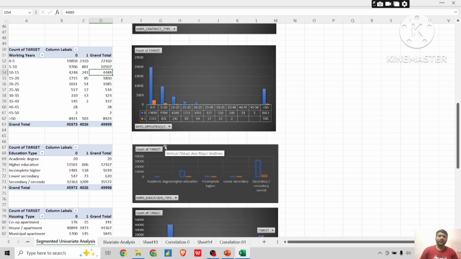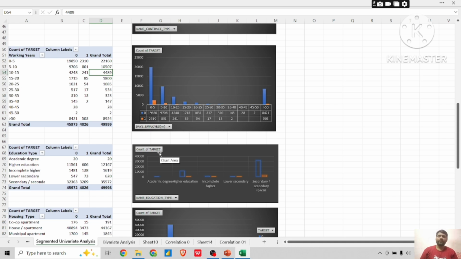The majority of defaulters are from a secondary education background. Higher education and academic degrees show lower default ratios. Higher education may indicate financial awareness or better income opportunities, reducing default risk.